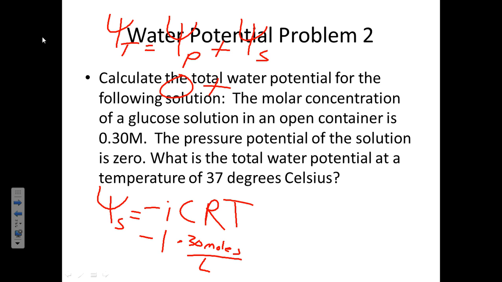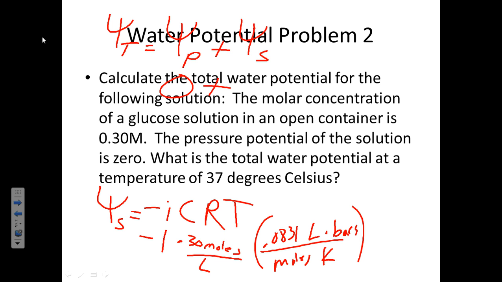What's R? It's the gas constant, which is given to you on your formula sheet, but it's 0.0831, and it's liters times bars over moles times what temperature unit do we have to use? Kelvin. We have to use Kelvin, so that's K. So that's R. Then we have to multiply all that by T, and again, T has to be in Kelvin. So how do we change Celsius to Kelvin? Add 273, so 273 plus 37 is 310.